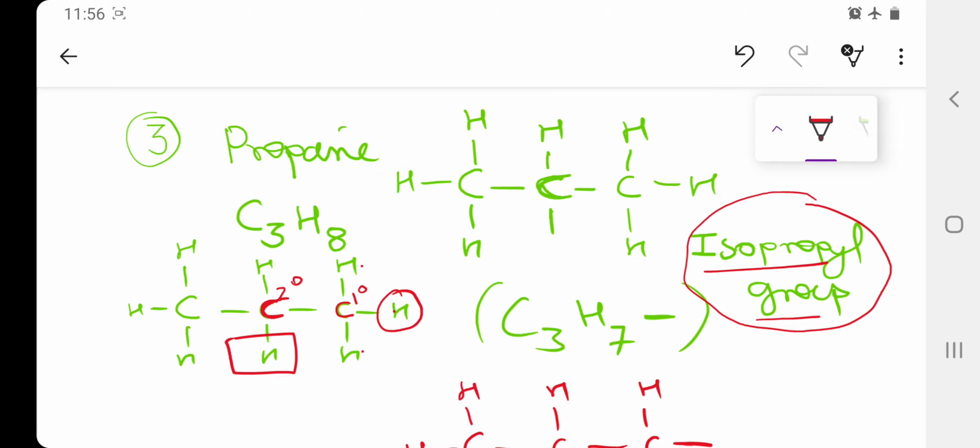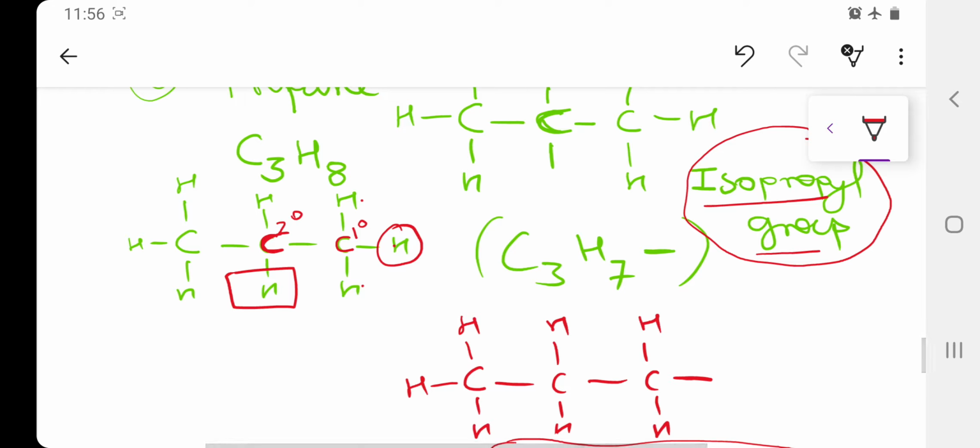Then if I remove terminal hydrogen, it will give rise to a different group. Because, and why am I removing different kinds of hydrogen?